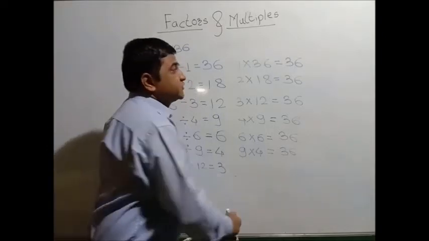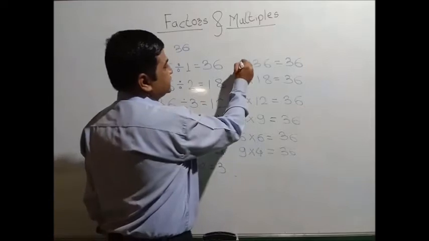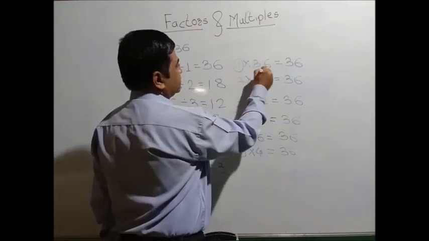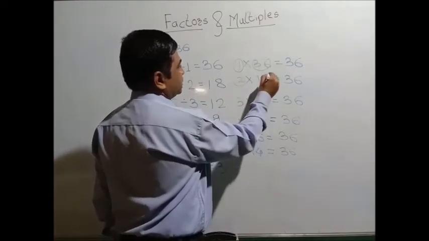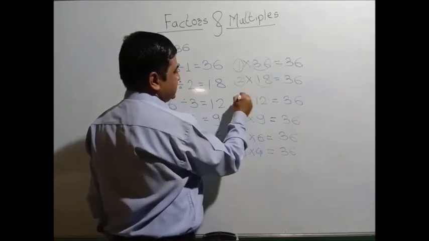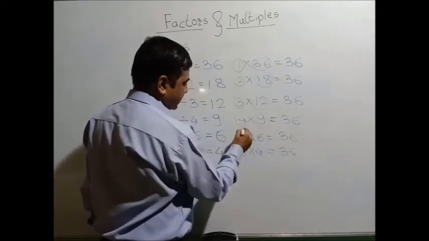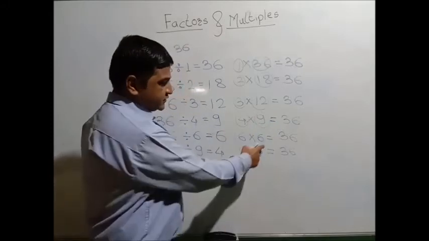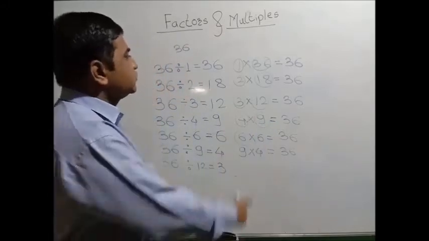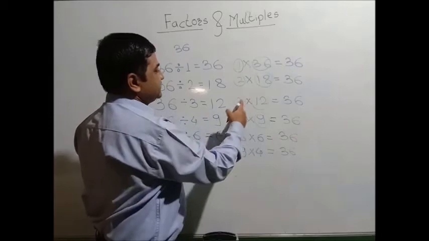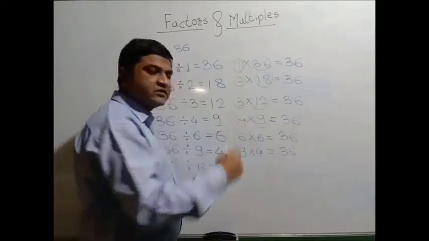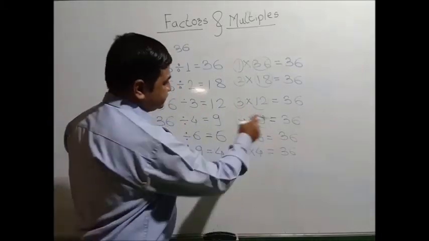So what are the factors of 36? Factors of 36 are 1, 36, 2, 18, 3, 12, 4, 9, and we will take 6 once, as 6 is already there. So only 1, 36, 2, 18, 3, 12, 4, 9 and 6 are the factors of 36.